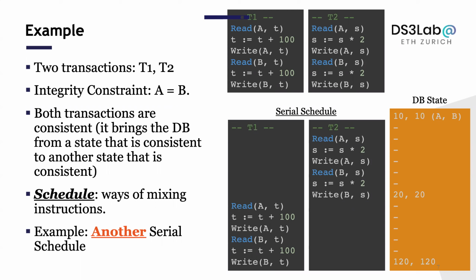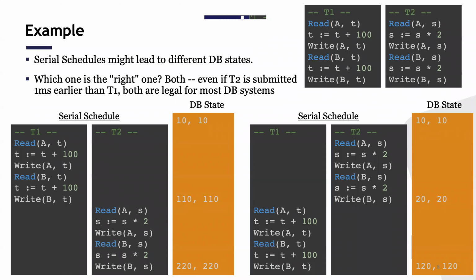So these are two different schedules. Both of them are actually sequential in the sense that they run transactions one by one. And as you can see, they are going to give you different answers. If you do the serial schedule where you run T1 first, you end up with 220, 220. If you do the other one, you get 120, 120. So which one is the correct one?